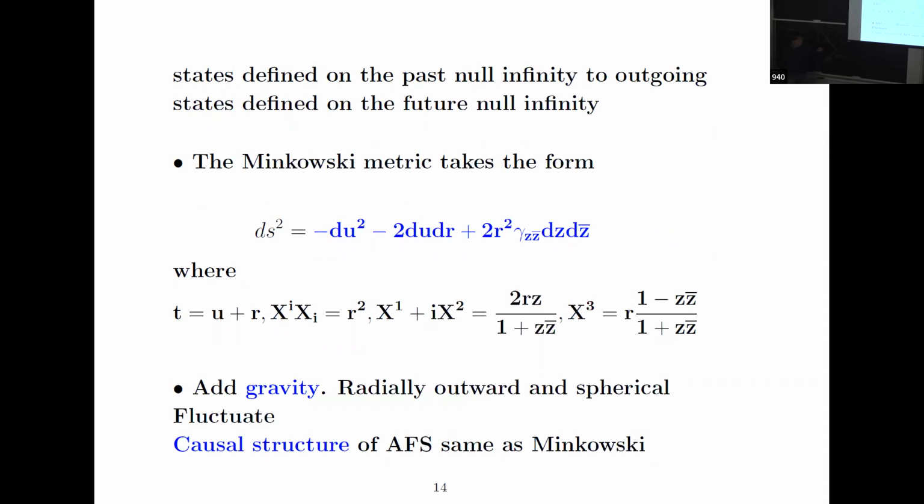And then I checked this explicit relation. For given rectangular coordinates x1, x2, x3, and also the retarded time, in terms of z and z bar and also r, the previous minus dx0 squared plus dx1 squared plus dx2 squared plus dx3 squared can be written in this way. I will explain those metrics very soon.